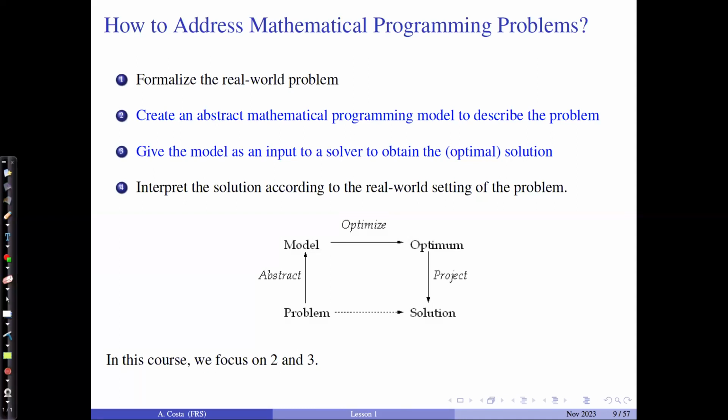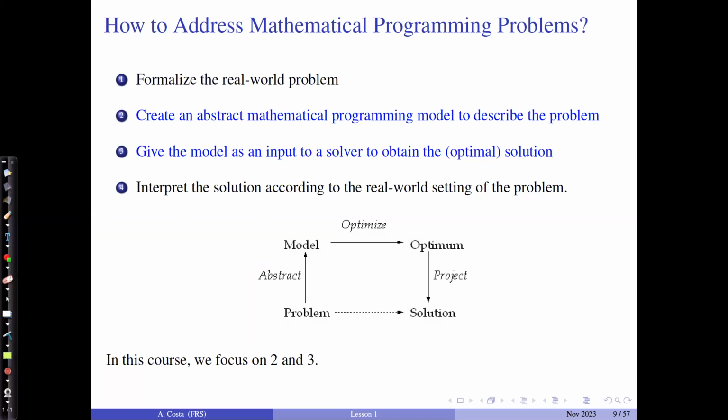So what is the procedure that we need to follow when we want to model and solve an optimization problem under the mathematical programming category? The first thing is we need to understand the problem. Usually the problem is described in words, and then we need to be able to formalize this problem. Really, first is understanding what the problem is and formalizing that. And how we do that is through an abstract mathematical programming model.